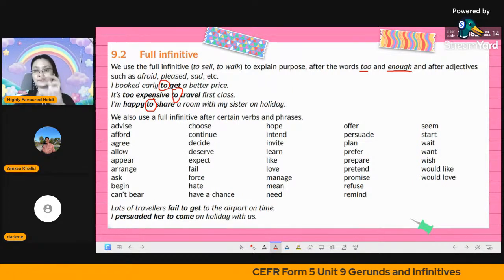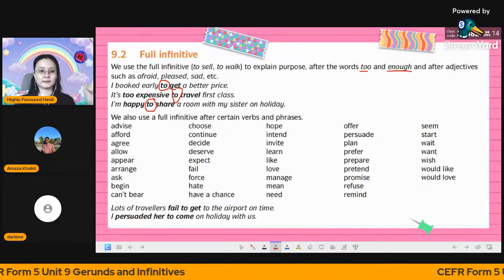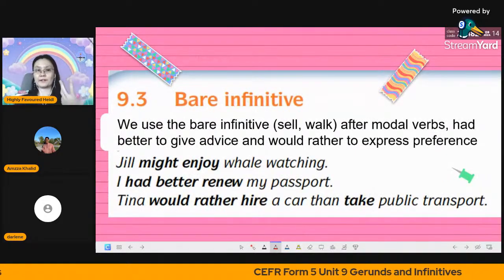Okay, teacher has no time to go through with you one by one. That's why this one is not directly in front of your textbook, but it's right at the back. Okay, we go to the next one. All right, this one will be bare infinitive.